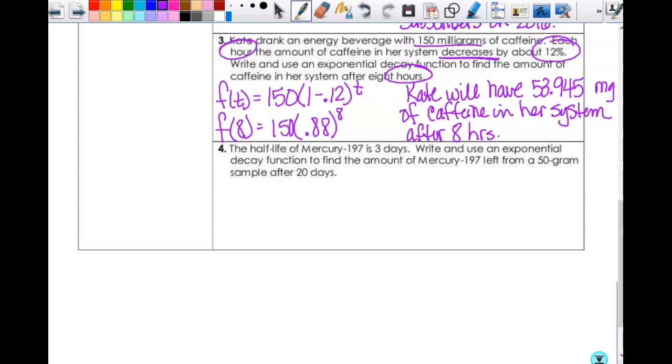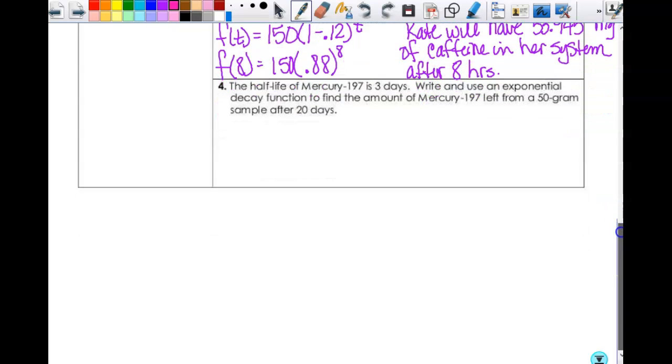All right. Let's look at the next one. So it says the half-life of mercury 197 is 3 days. So we got a half-life, mercury 197, 3 days. Write and use an exponential decay, that kind of gives it away, to find the amount of mercury 197 left from a 50 milligram sample after 20 days.